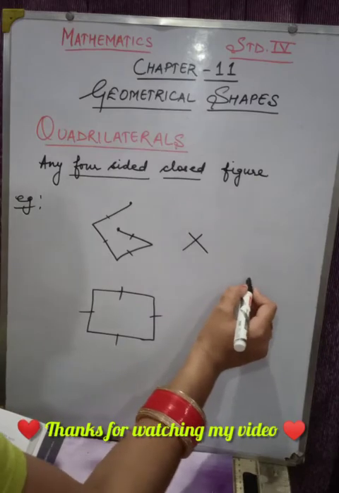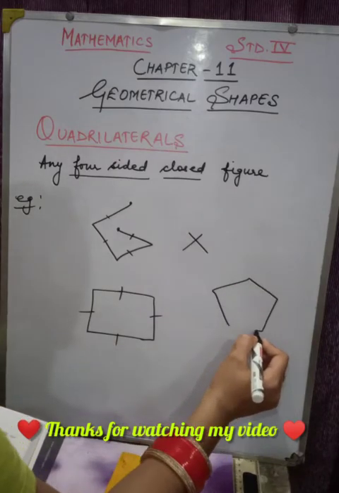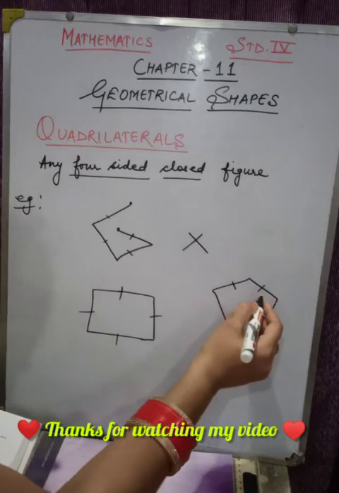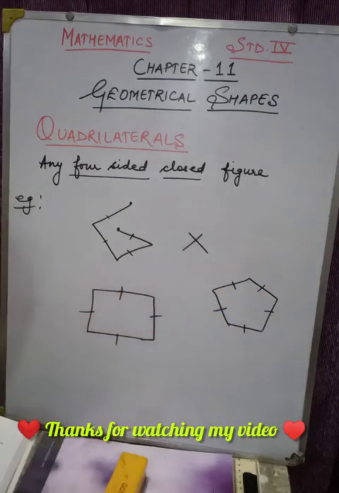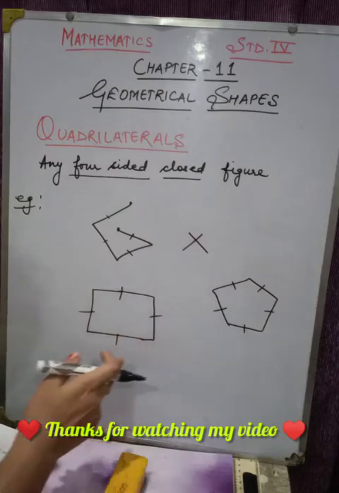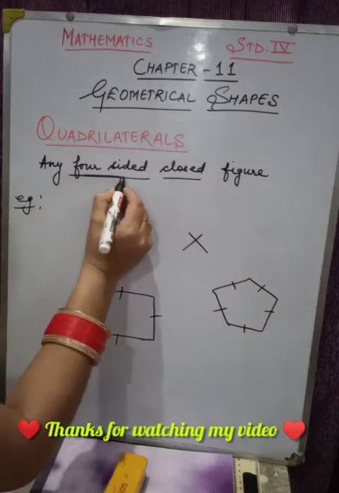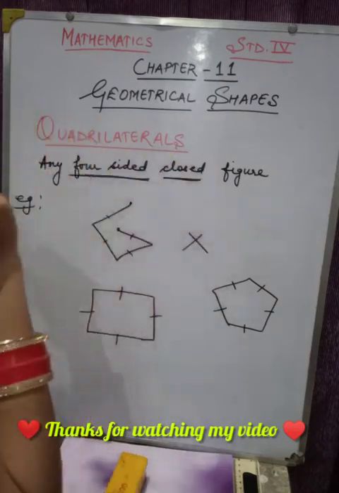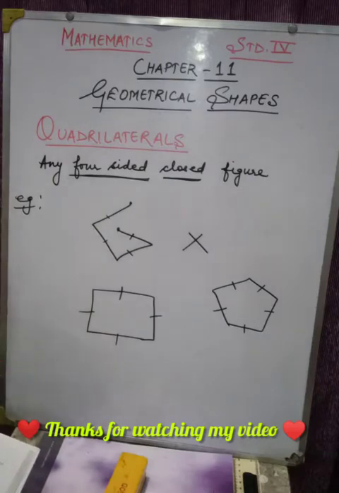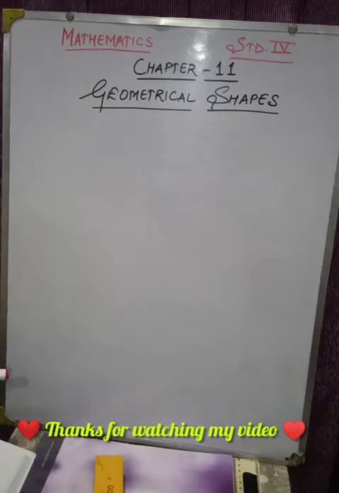Let's take one more example. 1, 2, 3, 4, 5. A five-sided figure. It is closed, but it is not four-sided. So it is not called a quadrilateral. A quadrilateral is a four-sided figure and it should be closed also. Both conditions should be followed. Now we have understood the meaning of closed figures and the meaning of quadrilateral. A quadrilateral is a four-sided closed figure.